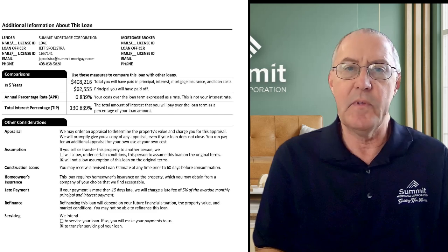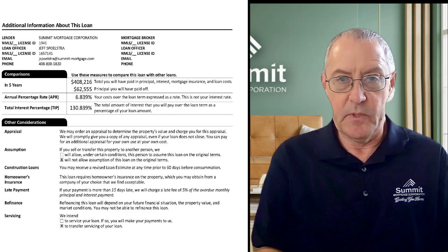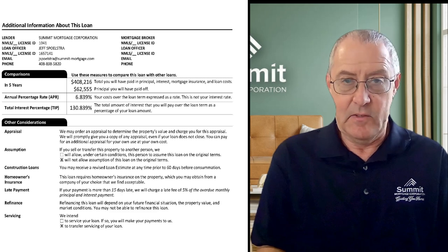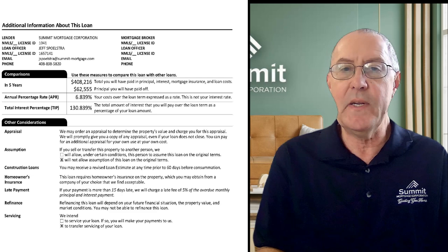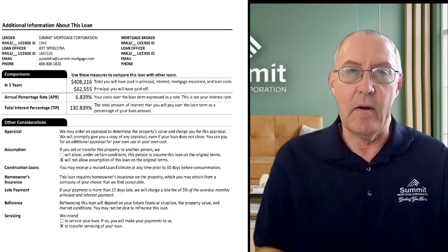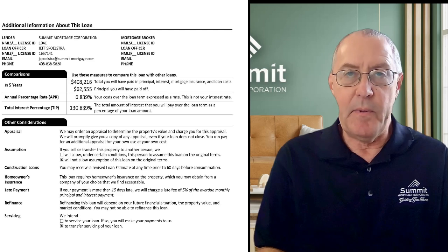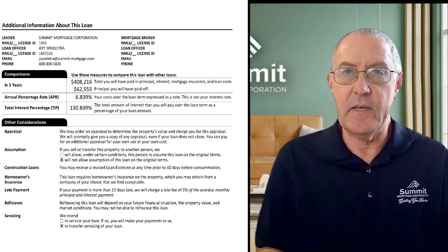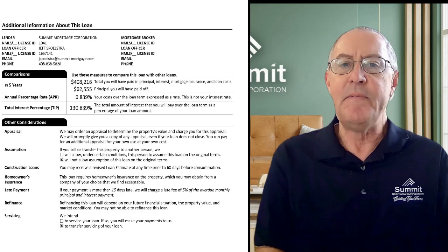And there's also going to be a number that says in that 5 years, how much principal have you paid off? Well, that's a good number. It's a good thing to look at. The really important number is the annual percentage rate, or APR. Now, we've talked about APR before. APR is not an interest rate. It is a comparison number.